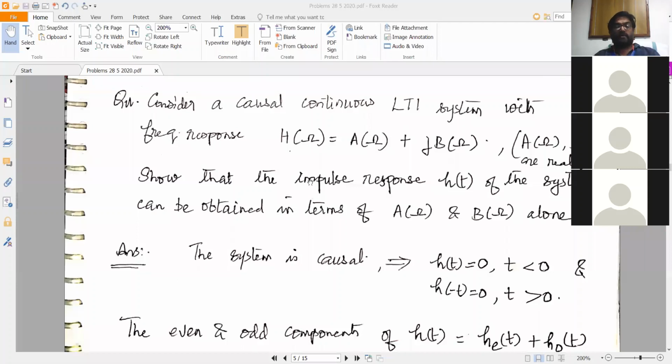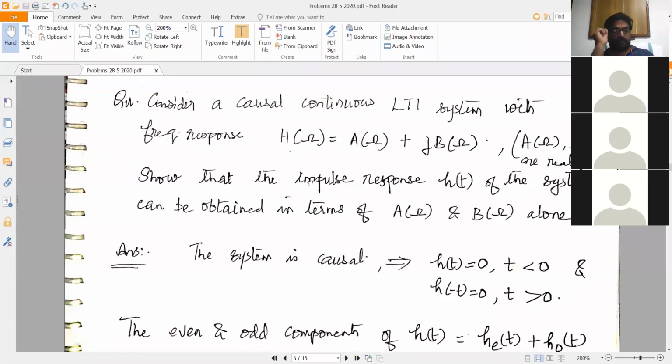Now, you have to show that the impulse response h of t of the system can be obtained in terms of either A of omega or B of omega. Normally, you know that H of omega and h of t form a Fourier transform pair. h of t is your impulse response, H of omega is your frequency response. The impulse response and the frequency response form a Fourier transform pair.